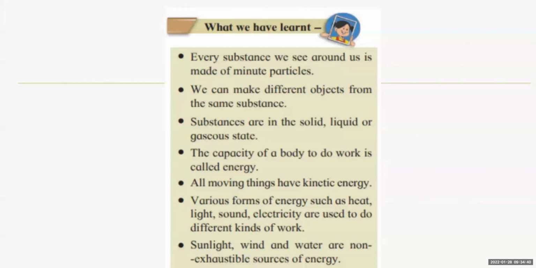All moving things have kinetic energy. जो सब कुछ चलता है उसमें कौन सी kinetic energy present रहती है. Okay. Then various forms of energy such as heat, light, sound, electricity are used to do different kinds of work. Sunlight, wind, and water are non-exhaustible sources of energy. Always remember, children, sunlight, wind, and water are non-exhaustible sources of energy. They must be used to a minimum extent as alternative sources of energy. Okay, so this was today's topic.